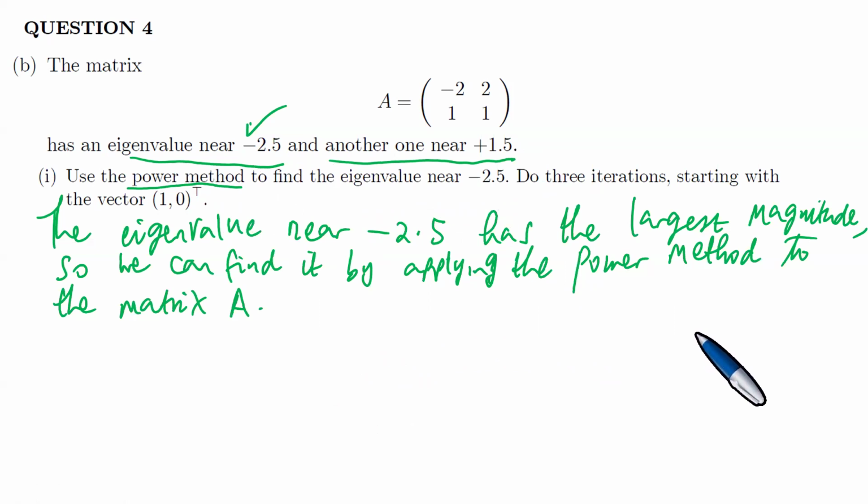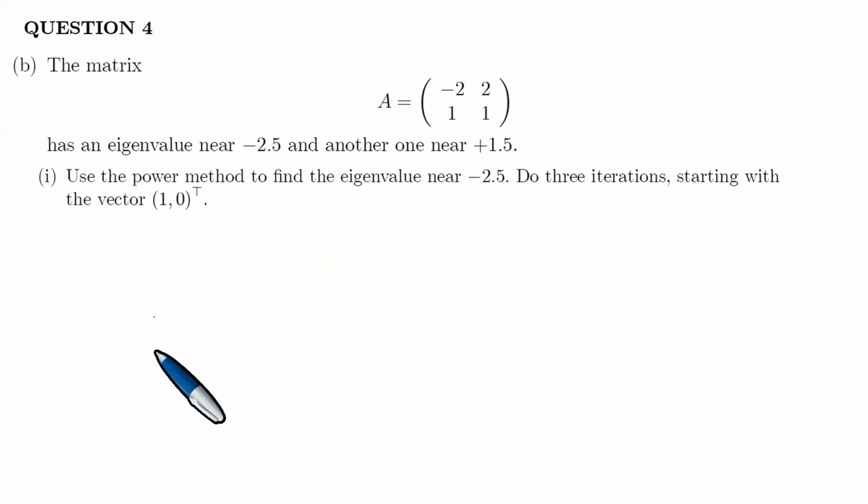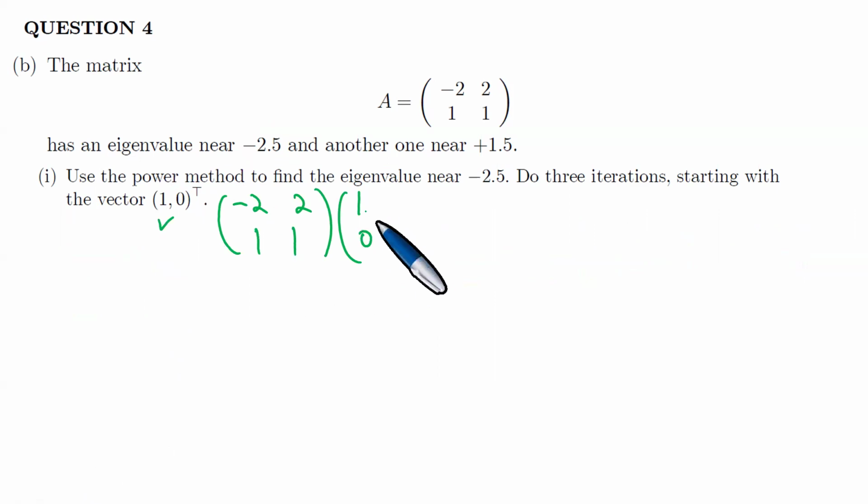And we continue with the examination of this particular eigenvalue problem, what you call the power method. Okay. The technique becomes as follows. The matrix A is minus 2, 2, 1, 1. Now, we start with the vector 1, 0. So we therefore multiply the matrix A by the vector 1, 0 transpose.